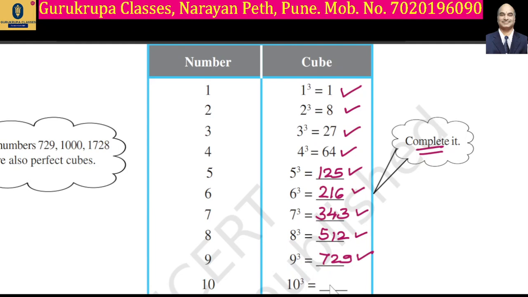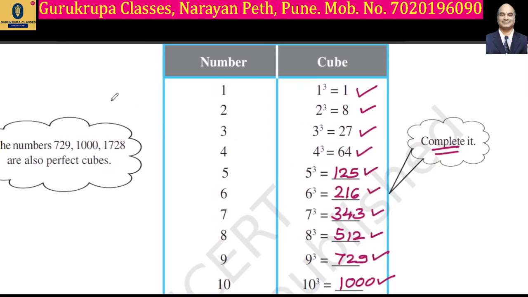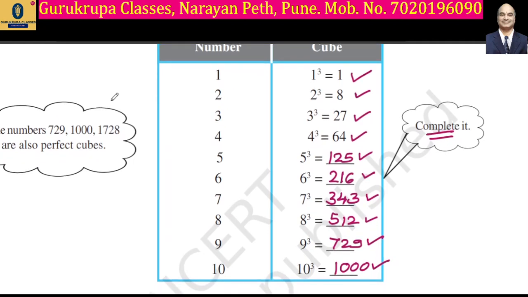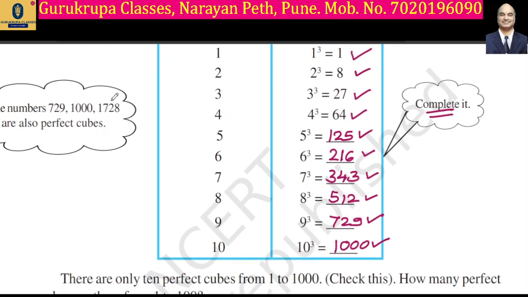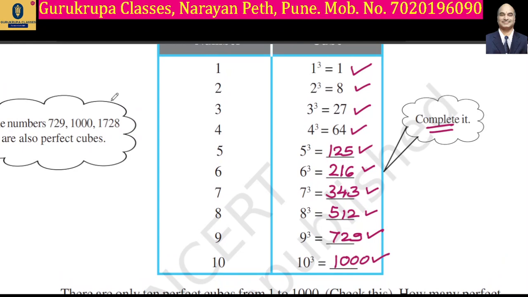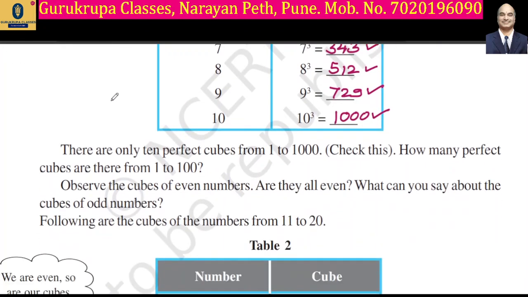And cube of 10, 10 into 10, 100, 100 into 10, 1000. So 1000 is the cube of 10. So thus the numbers 729, 1000, then 12 cube is 1728. These all are perfect cubes. So this is the list of perfect cubes, because we take a number three times and multiply it, and that type of number is called a cube.